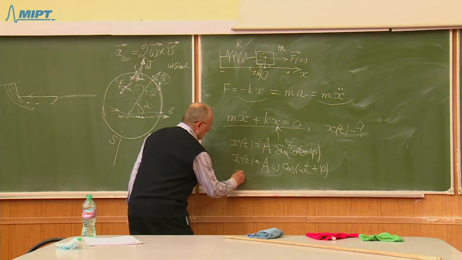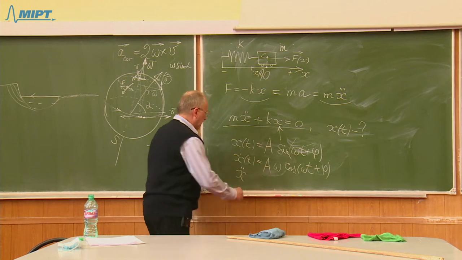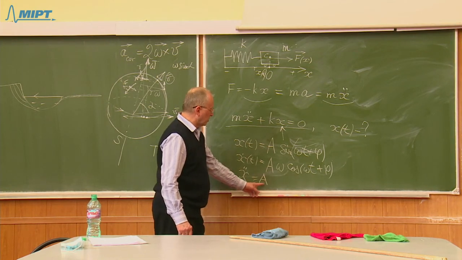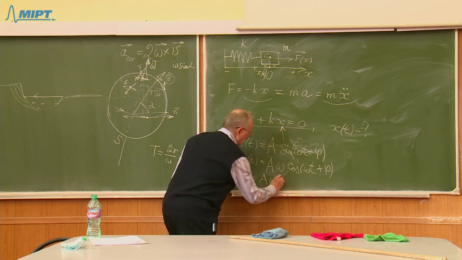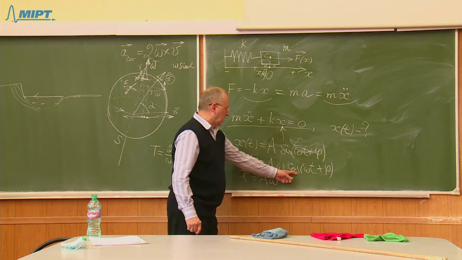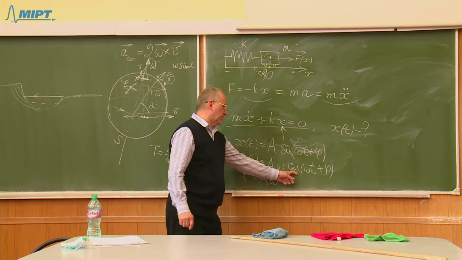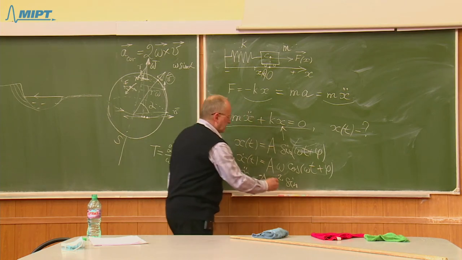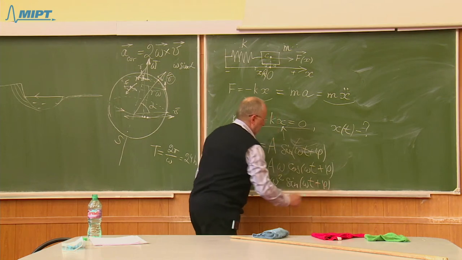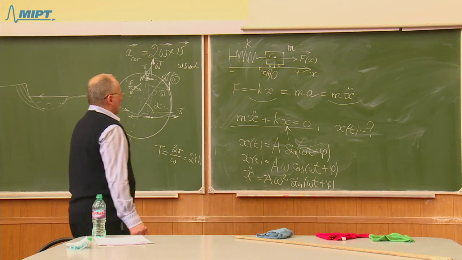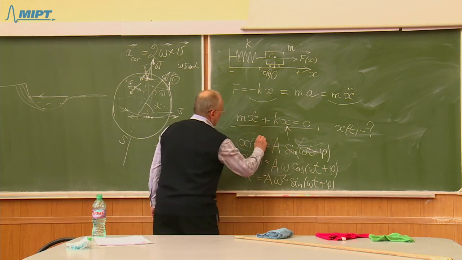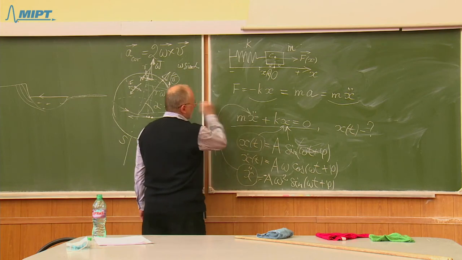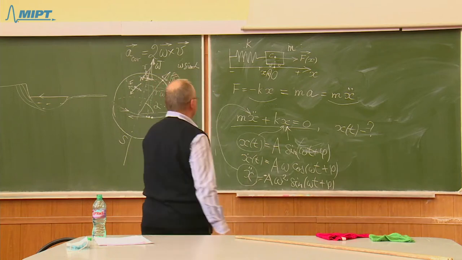If we find the second derivative, we must differentiate this expression for the second time, and that will be a constant coefficient, which remains unchanged, and another omega will come here as the factor, so we will obtain omega squared, and cosine, when you take a derivative of cosine, you will obtain minus sine, minus sine of the same argument. Now we will substitute the function x of t here, and the second derivative of the same function here, and check if the equation will be satisfied.